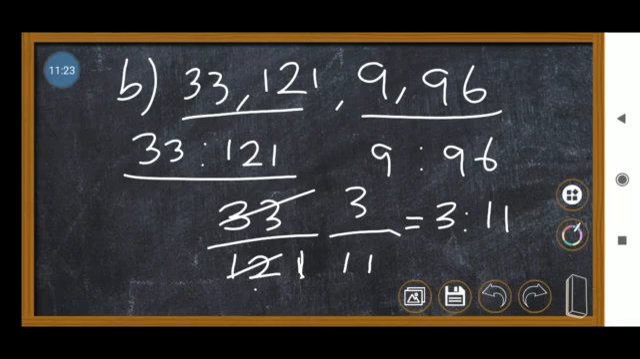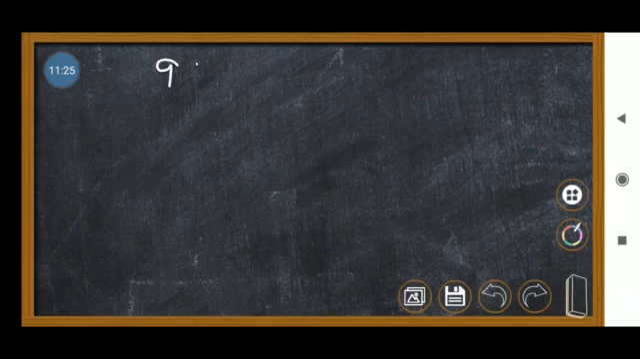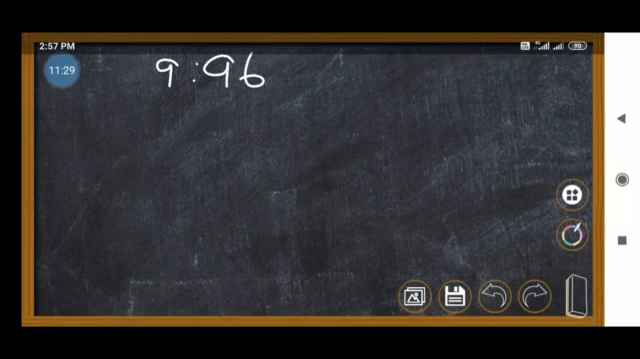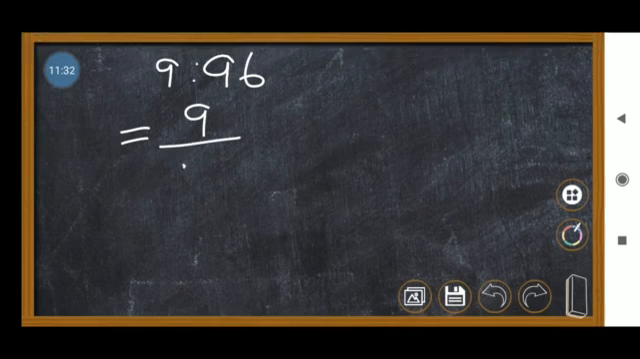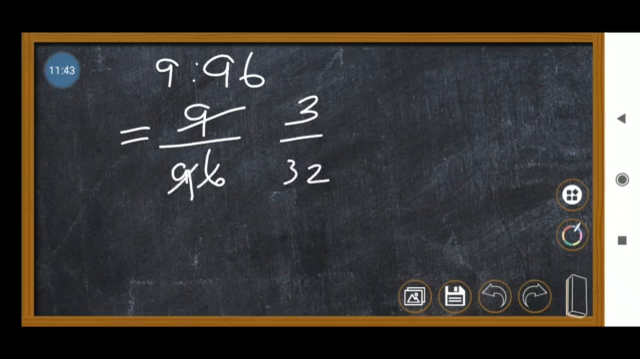So next one we will take 9 is to how much? 96. 9 is to 96. So 9 is to 96 means 9 divided by 96. Okay. So we can divide by the 3 table. So 3 3s are 9, and here 3 32s are 96. So 3 divided by 32. So further there is no number which can divide. You can check it. So 3 divided by 32 can be written as 3 is to 32.